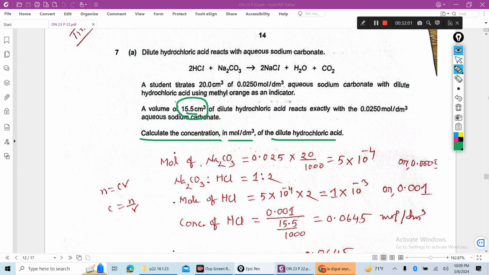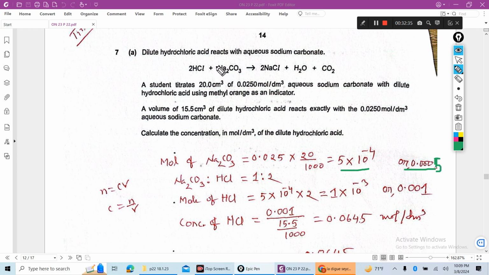As sodium carbonate volume and concentration are given, you can calculate moles of sodium carbonate: concentration times volume. 20 cm³ divided by 1000, converted to dm³. This is 5 times 10 to the power minus 4, or you can write 0.0005 mole.